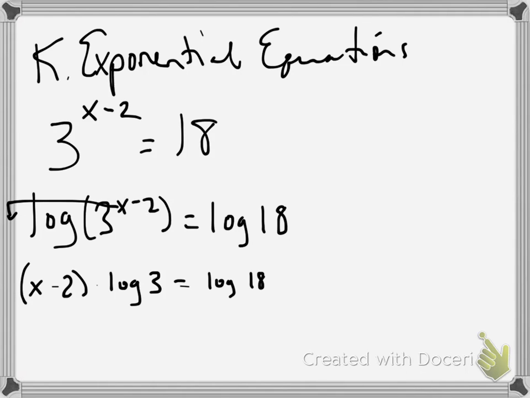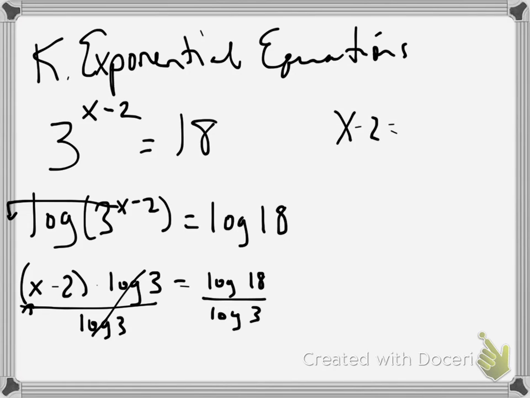This looks messy, but it's actually not that bad to solve. We want to get the x right here by itself. So the first thing I want to do is I'm going to divide both sides by log of 3, because that's just a number with a really weird decimal value. Now I have x minus 2 equals log 18 over log 3.